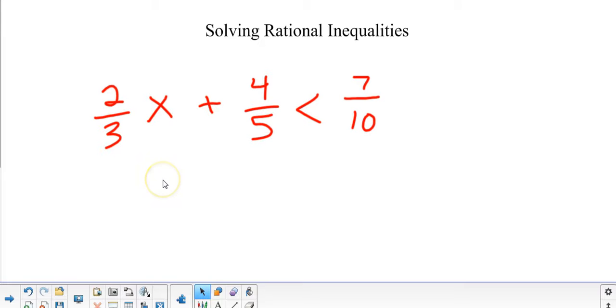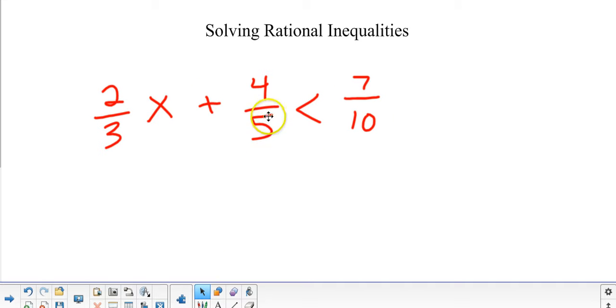All right, so a couple quick examples here. Thinking about 2/3 x plus 4/5 is less than 7/10. Again, simplify. If I think of both sides of the equal sign, there's nothing to simplify over here, nothing to simplify over here. So I can go ahead and start to solve. No variables on both sides, so I'm good with that. But I can multiply through by the LCM of 30. I think that's what I choose to do.